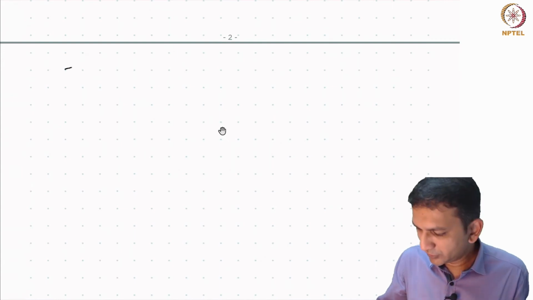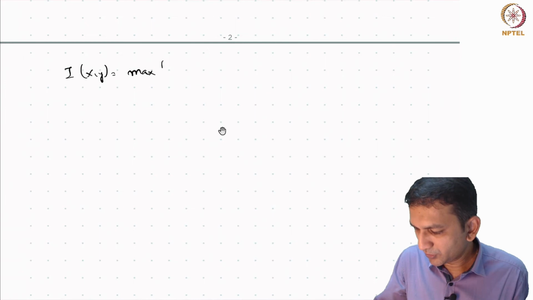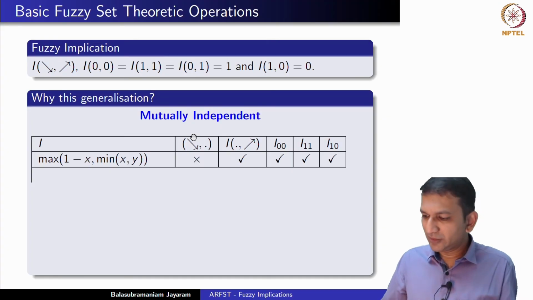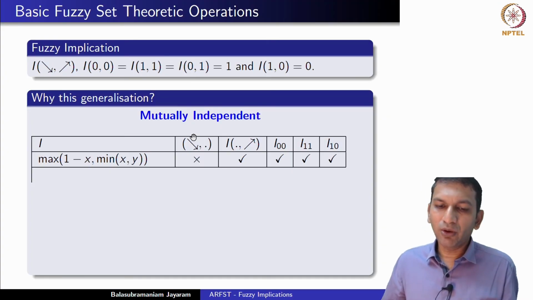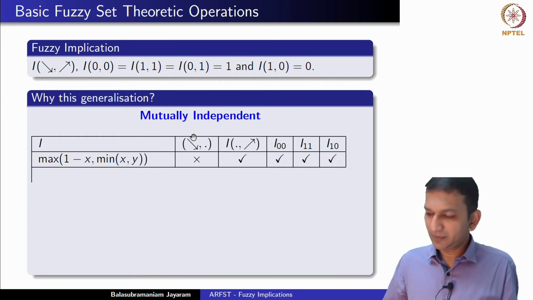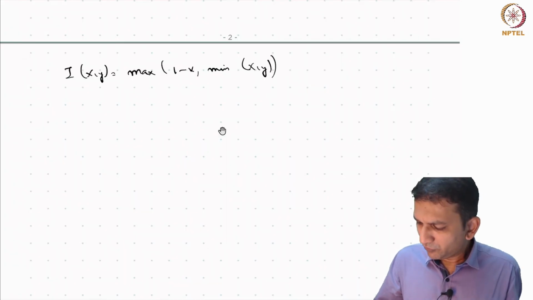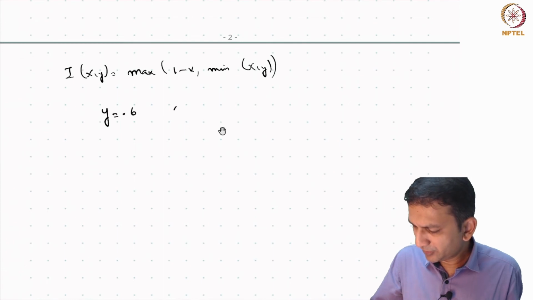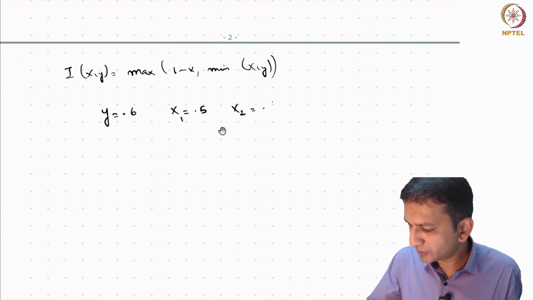Let's look at this function I of x, y. It's max of 1 minus x, min of x, y. So what we want to show is that this function is actually not decreasing in the first variable. So for this, let's fix the second variable to be 0.6, and the first variable, let's move from x1 is equal to 0.1 to x2 is equal to 0.6.